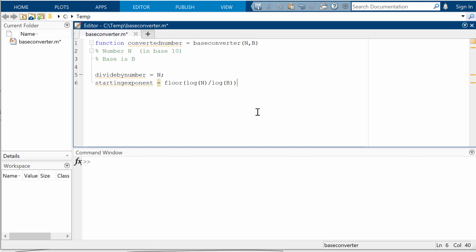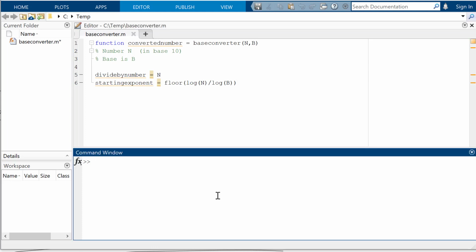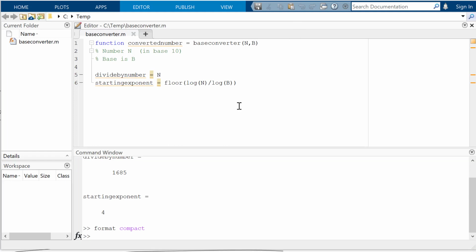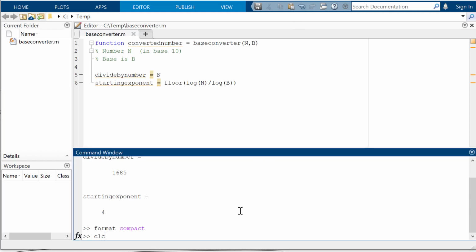So I've got that. I'm just going to go ahead and see if I can make these work with the numbers that I already know. So base converter, it's not really going to work very well, but if I put in the 1685 and the base 6, it should come back with a 4 as a starting exponent. That's good. Okay, and that works. I'm happy. Clear, clc, clear.